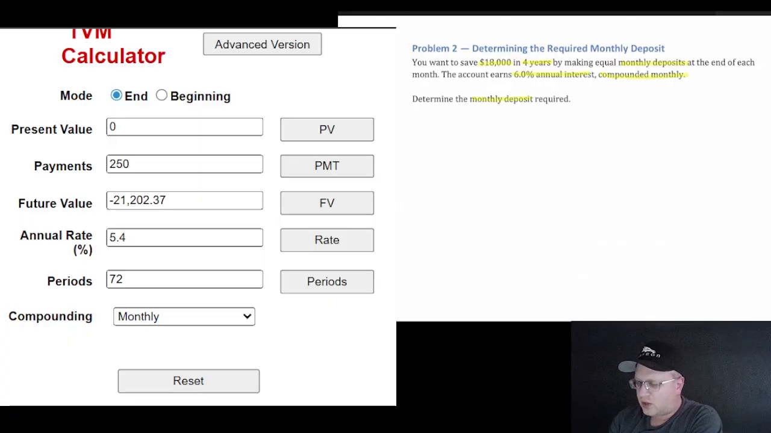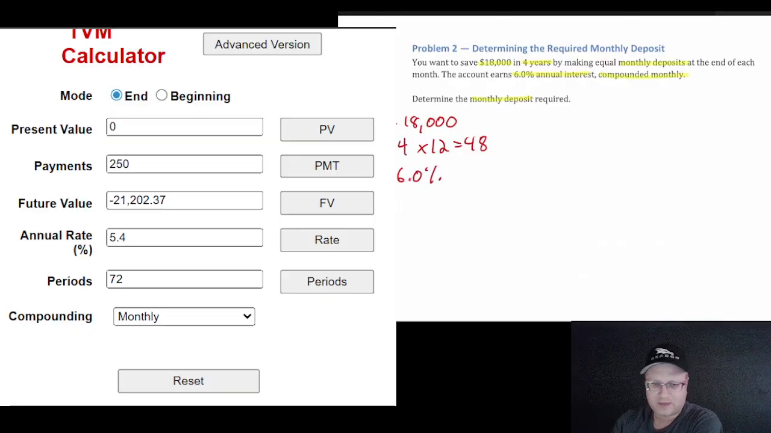So future value, we want to end up with a value of $18,000. Time period is going to be 4 years, and it's monthly, so 4 times 12 is going to give us 48. The interest rate is going to be 6% annually, and we don't need to convert it to monthly or a decimal or anything like that this time. And we're going to figure out the monthly deposit, or the payment amount. So let's head to our TVM solver, reset it, and plug in these numbers.